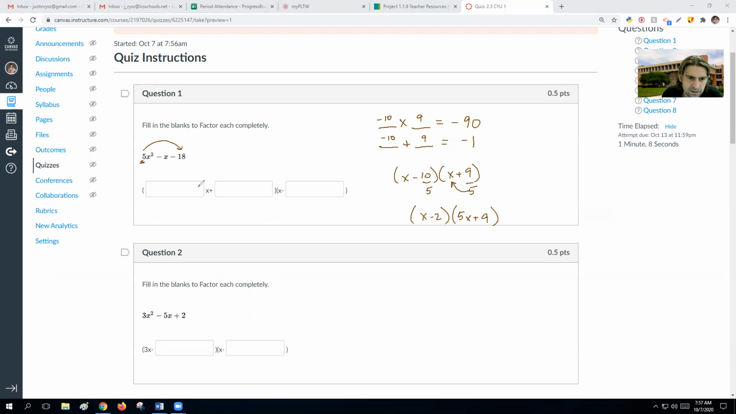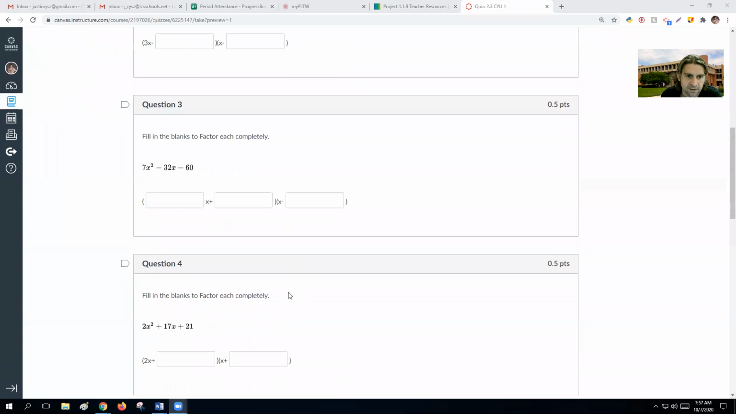We have to look, okay, this one is asking for the number in front. So this is a 5x + 9, and then this is the x -2. So these parentheses can go in either order. All right, let's try to find a couple more to do. See if I see any that look scary.